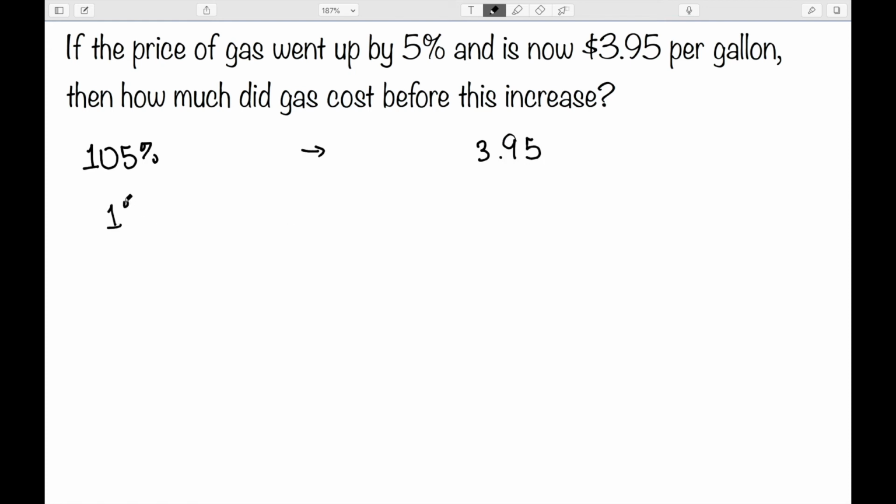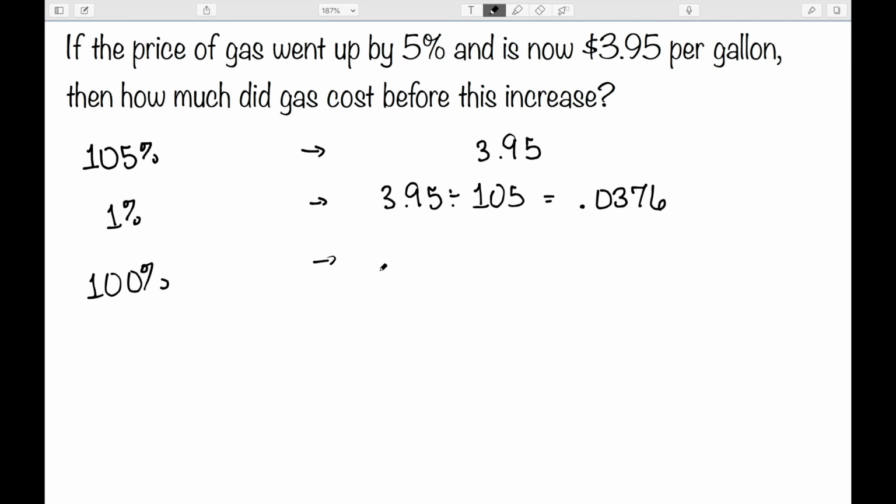This tells me that 1% is going to correspond to $3.95 divided by 105, or 0.0376. So 100% will correspond to 0.0376 times 100, or 3.76. So the original price was $3.76.